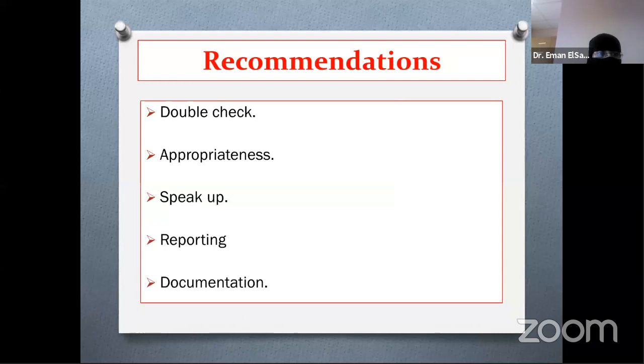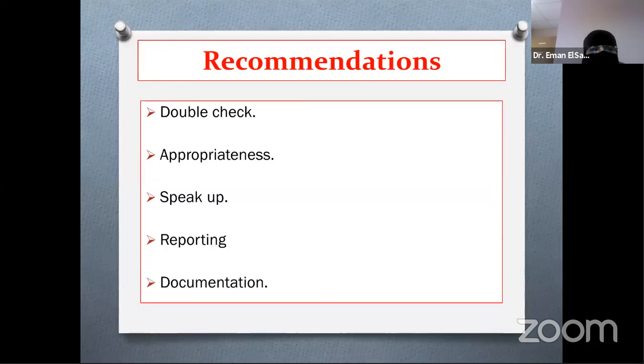The recommendation for high alert medication is to double check. Double check is a very important thing to decrease errors from LASA, from high alert medication, and from medication error. Appropriateness is very important. This is the role of the pharmacist before transcribing: to check the doctors' orders, with good communication between pharmacists and the doctors.